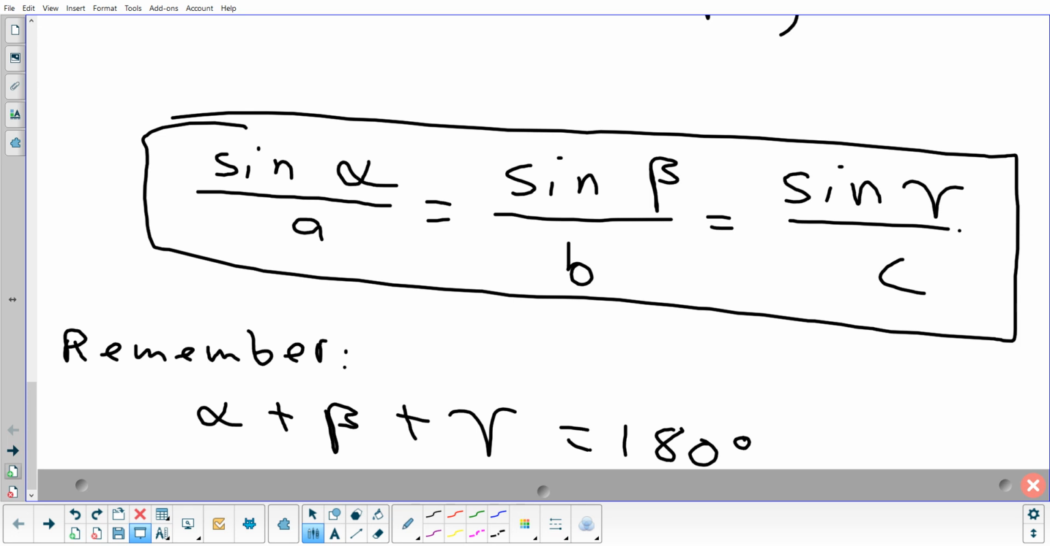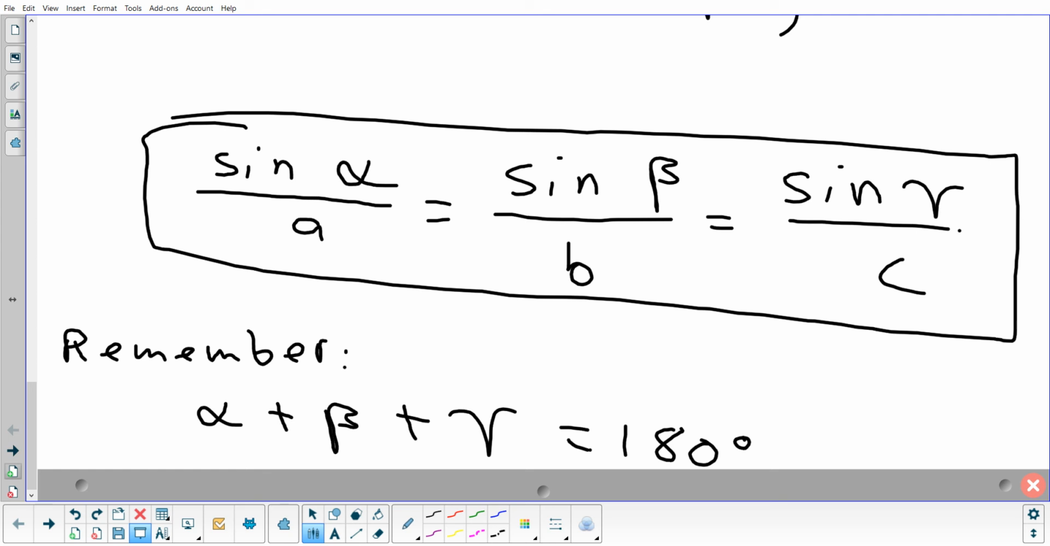So you can still use the fact that all your angles add up to 180. That's definitely true. But Pythagorean Theorem is out the window, because Pythagorean Theorem only applies if your triangle has a 90-degree angle. Every problem that we do as an example in class today is not going to have a 90-degree angle. So that's why we have to use law of sines instead of Pythagorean Theorem.